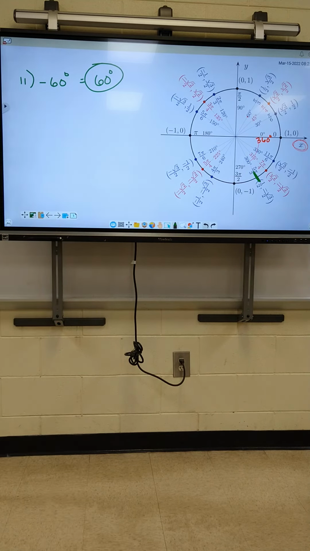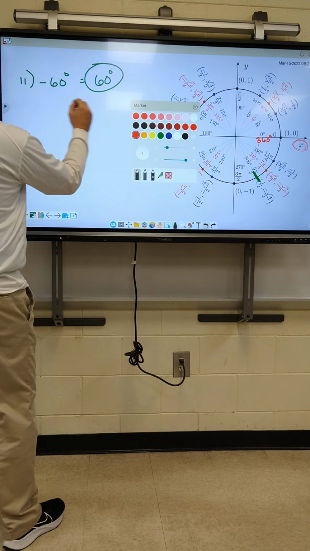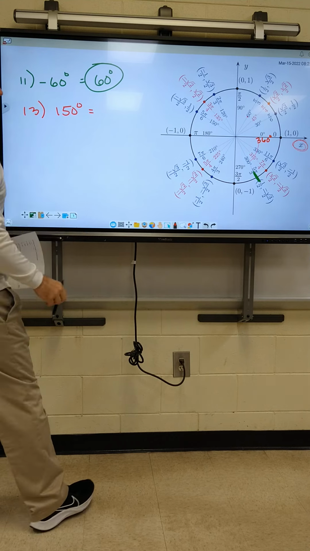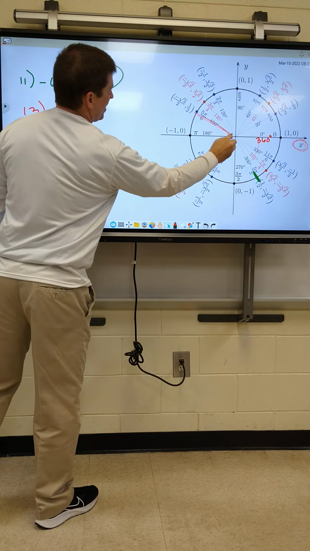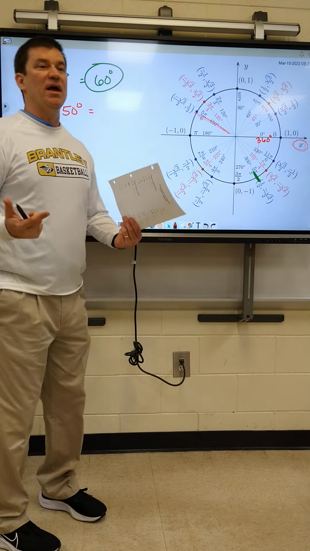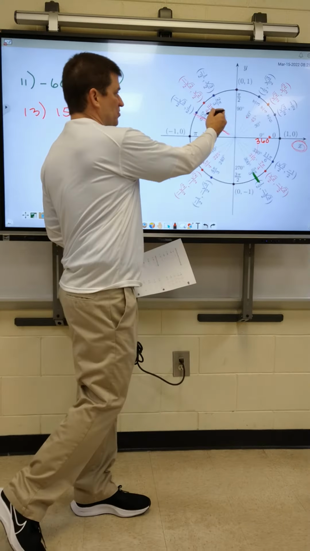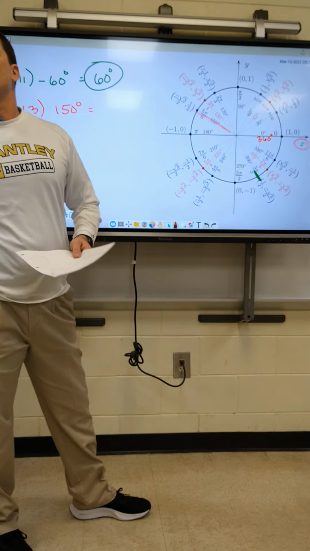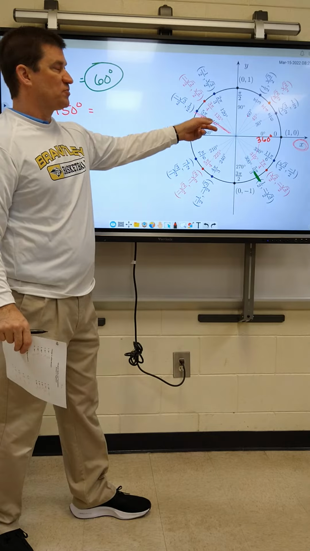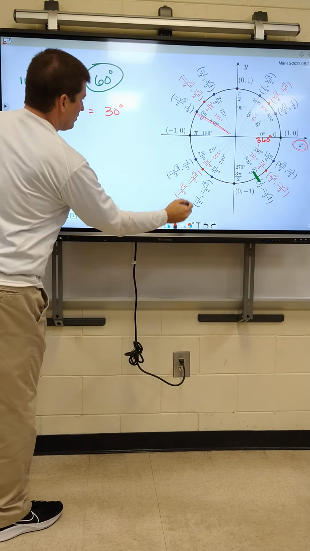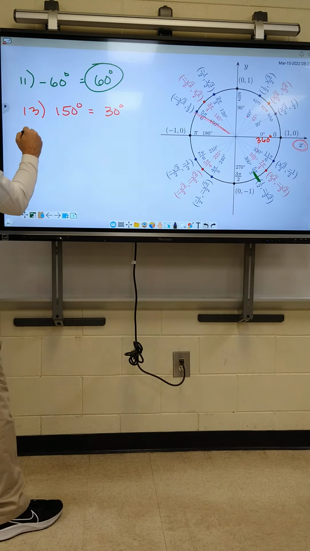All right, let's do another. We'll probably have to do 4 or 5 of these before y'all get the hang of it. 13. I got 150 degrees. Where's that at? It's right here. Everybody find 150 on your circle. How far is that from the x-axis? So do I subtract from 180 or 360? You subtract from whichever one's closer. So what's 180 minus 150? The answer is 30 degrees. That's your reference angle.